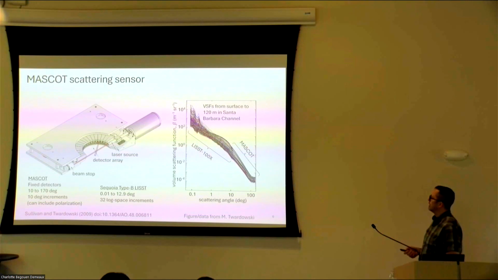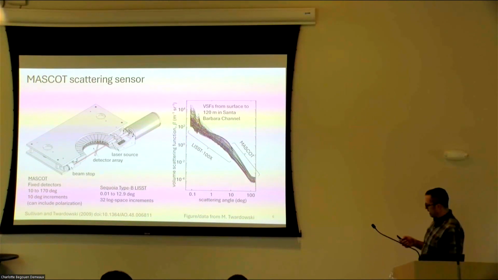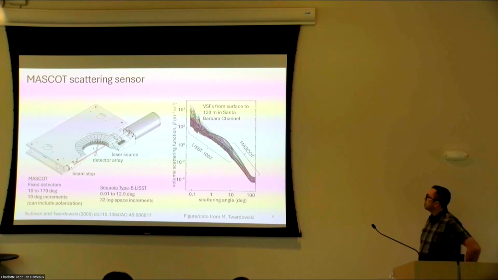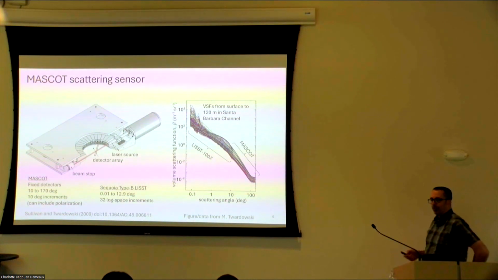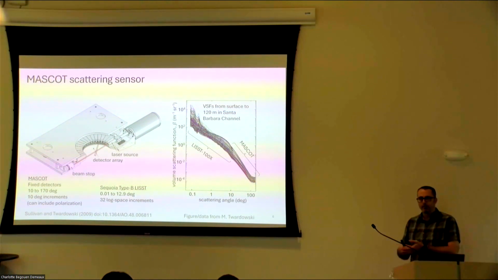So this is just an example of profiles from Santa Barbara. You can again see that very strong near forward scattering. One other quick note: he also has done work where he puts a polarization system in the beam so that he can look at the degree of linear polarization.